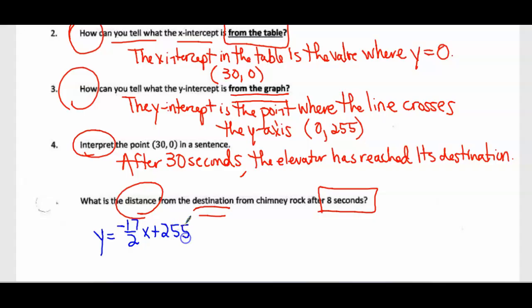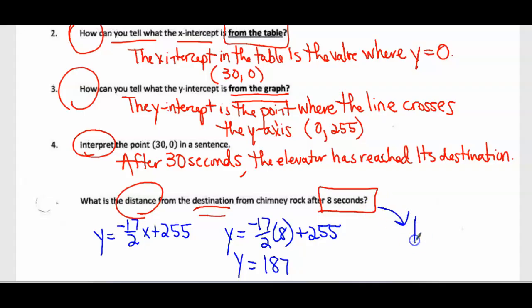So you can either use your graphing calculator or you can use the equation and you would substitute 8 in for x. 17 over 2 times 8 plus 255. That's how you would find 8 seconds. 8 seconds is 187. So it says, what is the distance from the destination? You would say 187 feet. What's my point here? Make sure you take your time. Make sure you read them. Make sure you don't guesstimate if you can't find an answer exactly. Use the information they give you to answer the question.